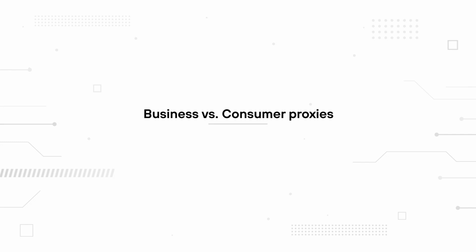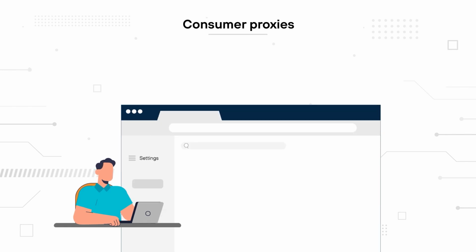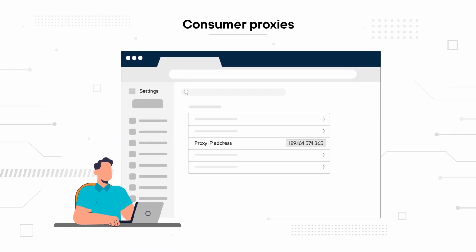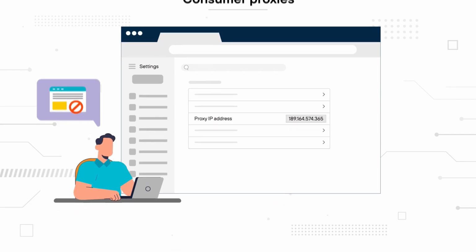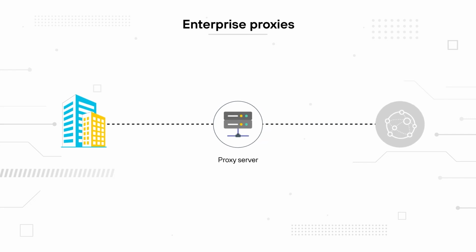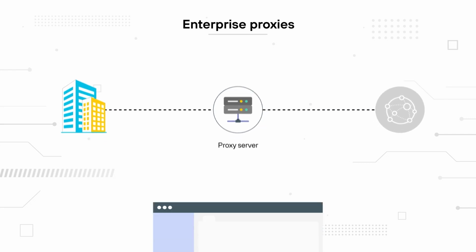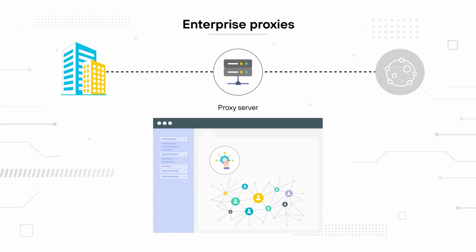Let's break down how proxies differ for consumers and enterprises. Consumer proxies are mostly used for privacy or getting around content restrictions. They're usually browser-based and have to be configured manually. Enterprise proxies are built into the network itself. They run at scale with centralized control, traffic inspection, and policy enforcement.